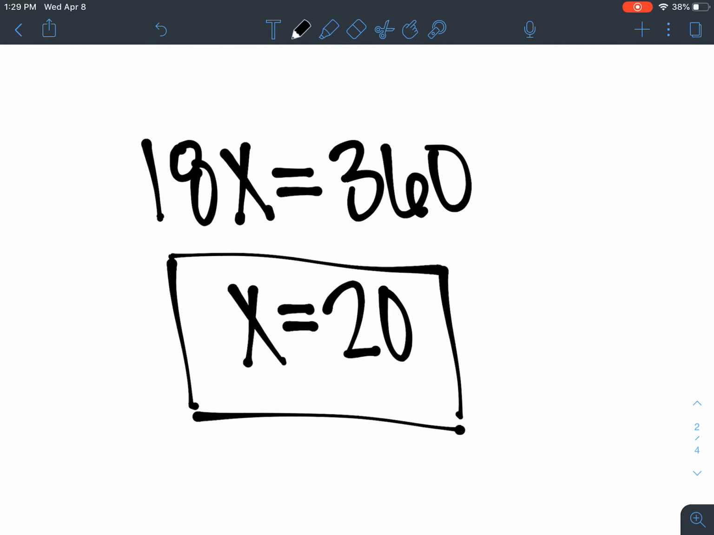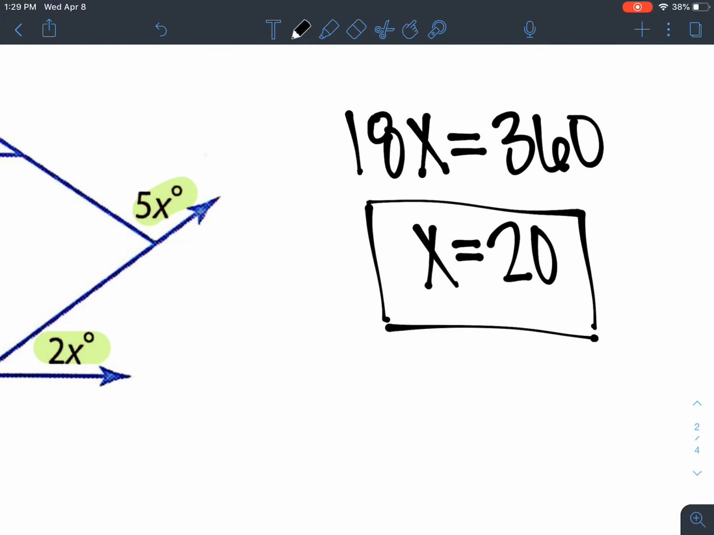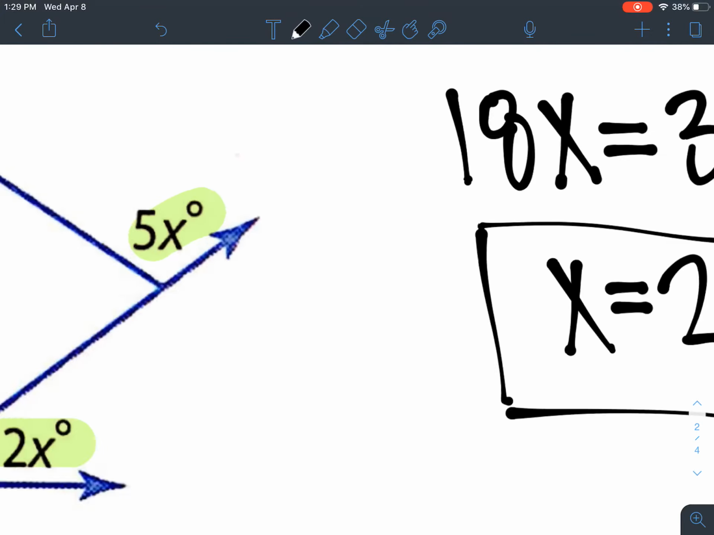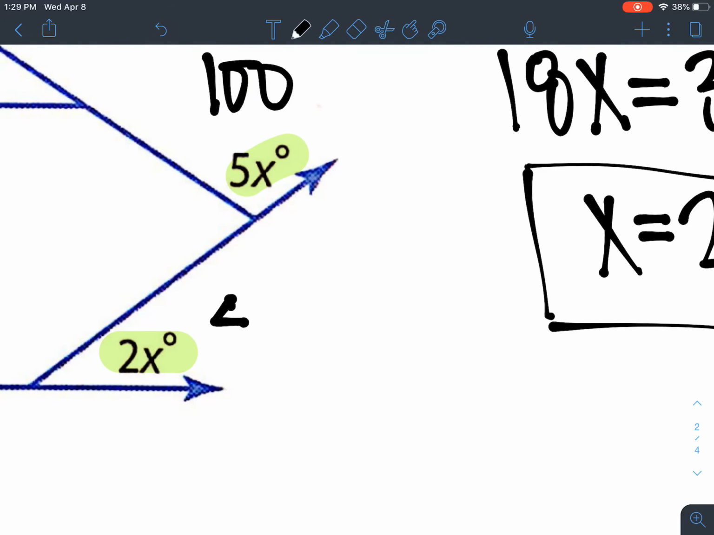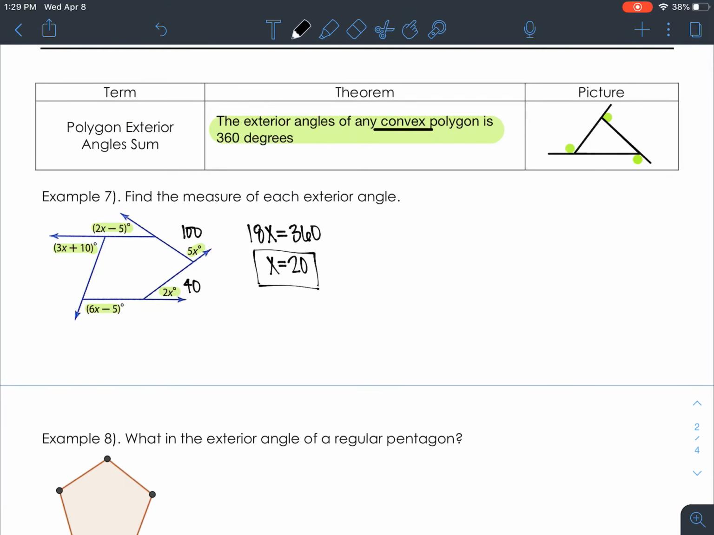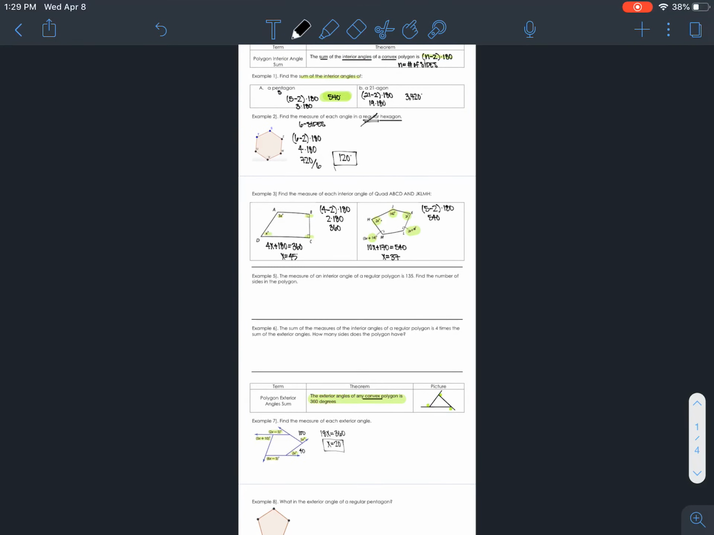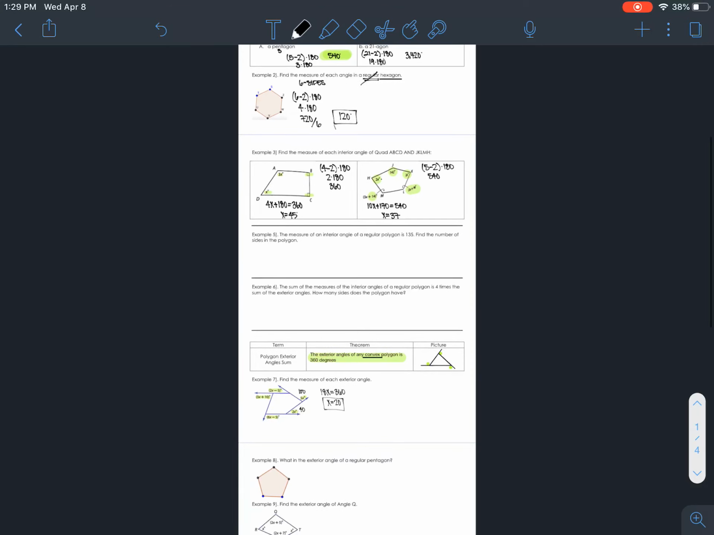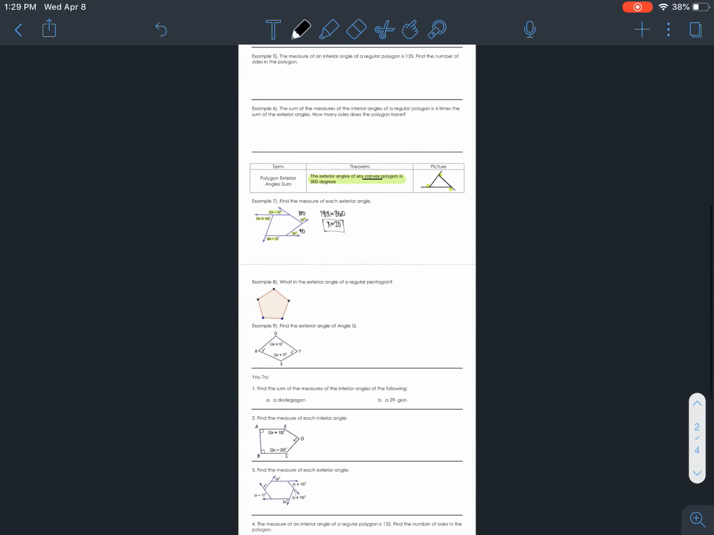Now, the question is asking you to find the measure of each exterior angle. I'm not going to go through all of this, but you just take that 20 and plug it back in. So like 5 times 20 gives us 100. 2 times 20 gives us 40, and you can keep going on and on. I'm going to pause there, and then come back and we'll finish this set of notes up.